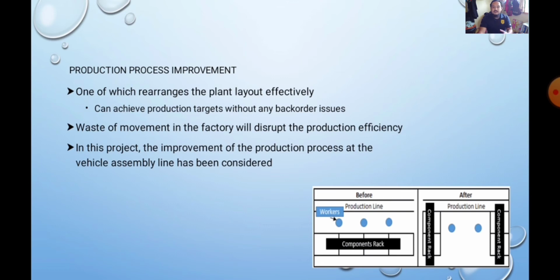So basically in this project, the improvement of the production process at the vehicle assembly line has been considered. This is due to the deficiency identified at the chassis line, where there is a production delay due to the fuel tank sub-assembly station that has been implemented there. So let's go to the next part, which is excess workload at the assembly station.